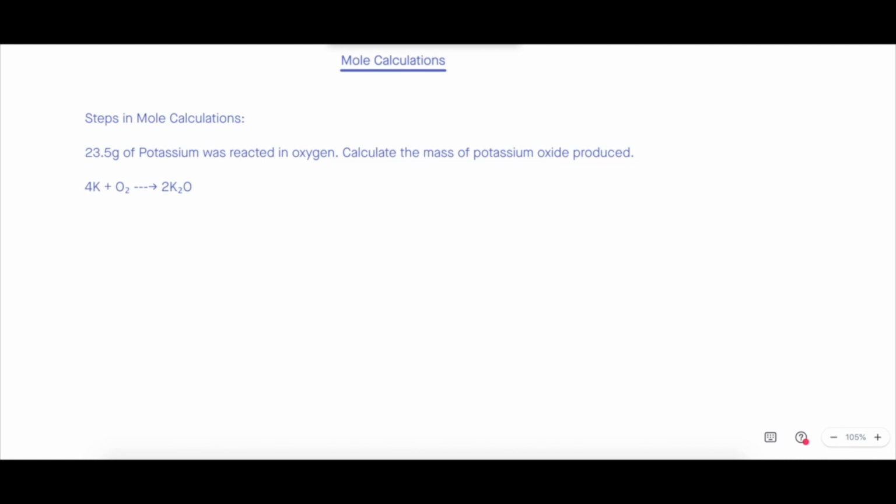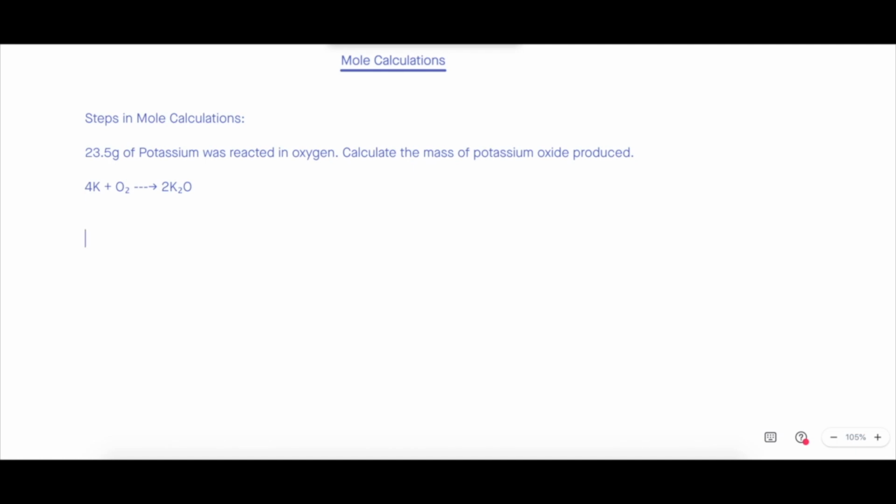So what are the steps needed in a mole calculation? Let's look at an example first of all. So 23.5 grams of potassium was reacted in oxygen. Calculate the mass of potassium oxide produced. So let's write the equation for this down as well. So it's 4K plus O2 goes to 2K2O. So you've got to make sure that your equation is balanced first of all.